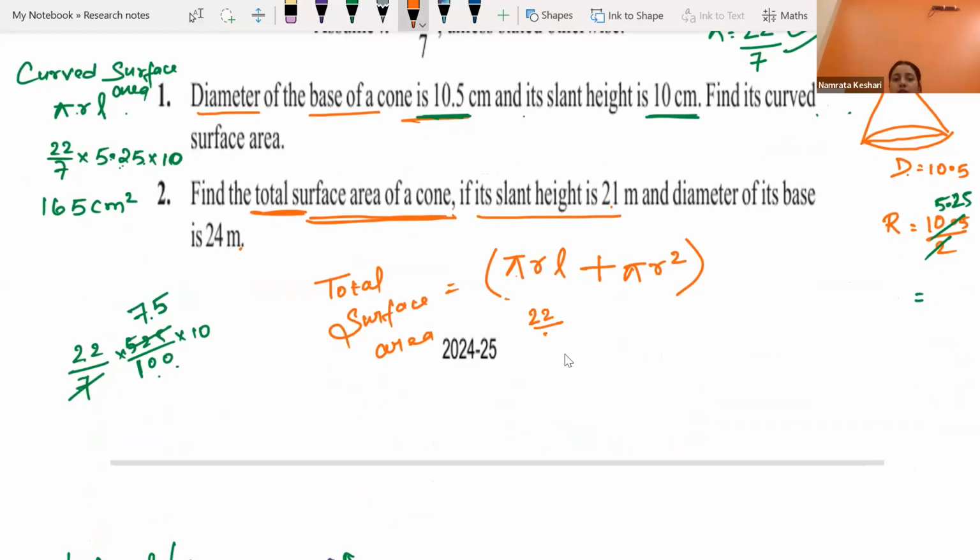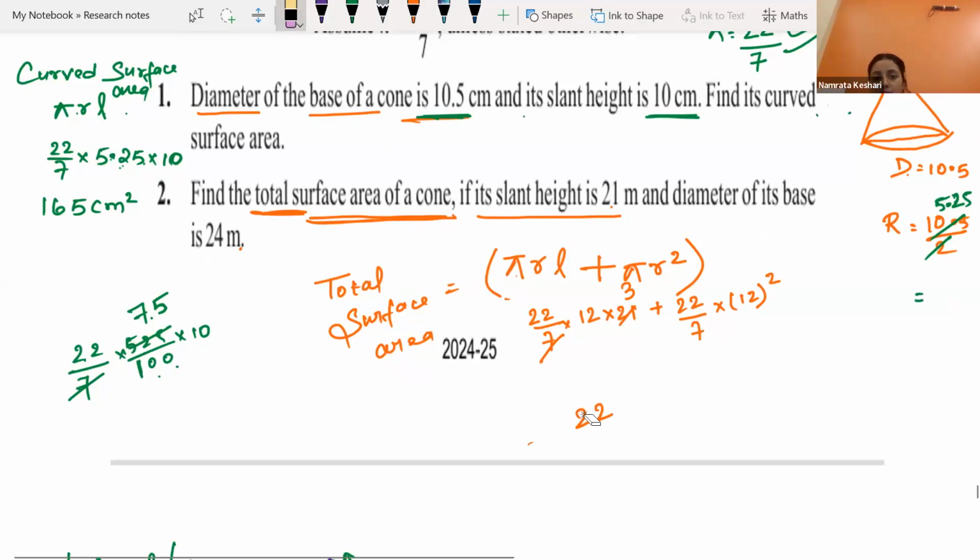Here pi is 22 by 7, r we can see is 24 by 2, that means 12, and l is 21. Similarly, pi is 22 by 7, r is 12 square. Okay, 7 3s are 21. Now from both the terms, can you see we can take out 22 common. If you want, you can take it out. Otherwise, let's convert it like that only. Okay, let's do the simplification and add them. So 12 3s are 36 into 22. And there we are having 22 by 7 into this 12 square. This will be 144.